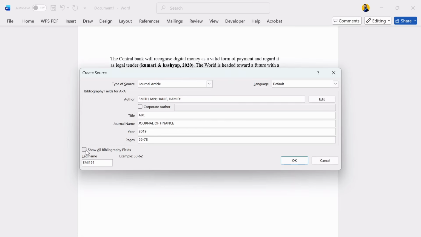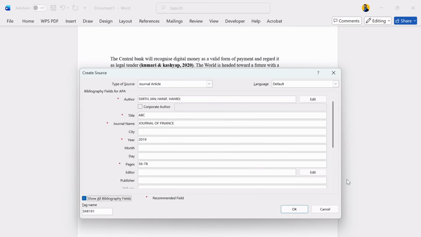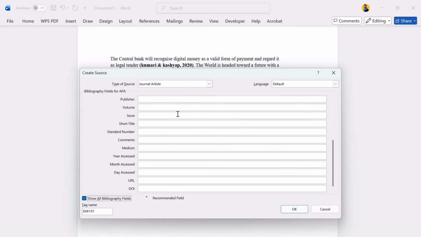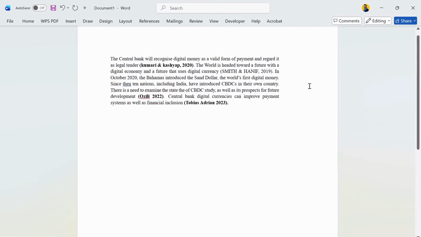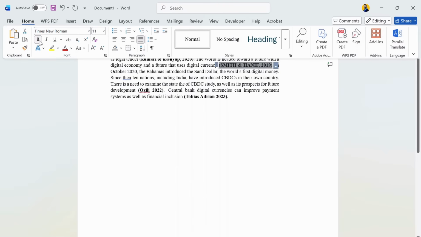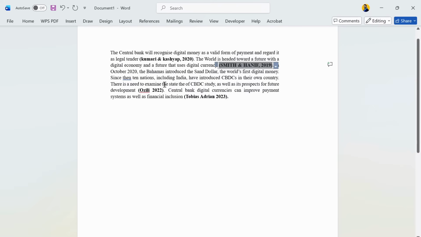As volume is not mentioned, we will click this and now we will add the volume. So volume is 50 and we will again click OK. And you can see now we have our citation number 2. Yes, select and bold. Similarly, we will do it for our third one.